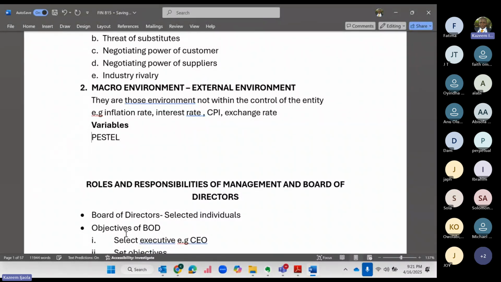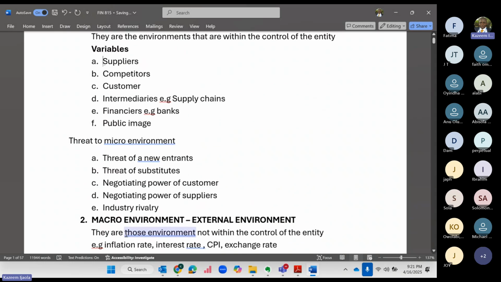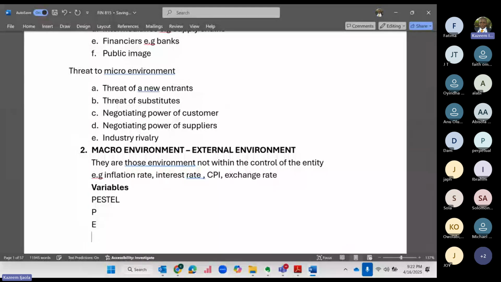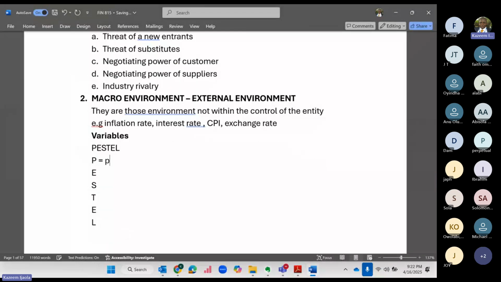Under the micro environment, we use suppliers, customers, competitors, intermediaries, financiers, and bankers to analyze. But under the macro, we make use of what? PESTEL. So what does each letter stand for? P-E-S-T-E-L. P stands for political environment.